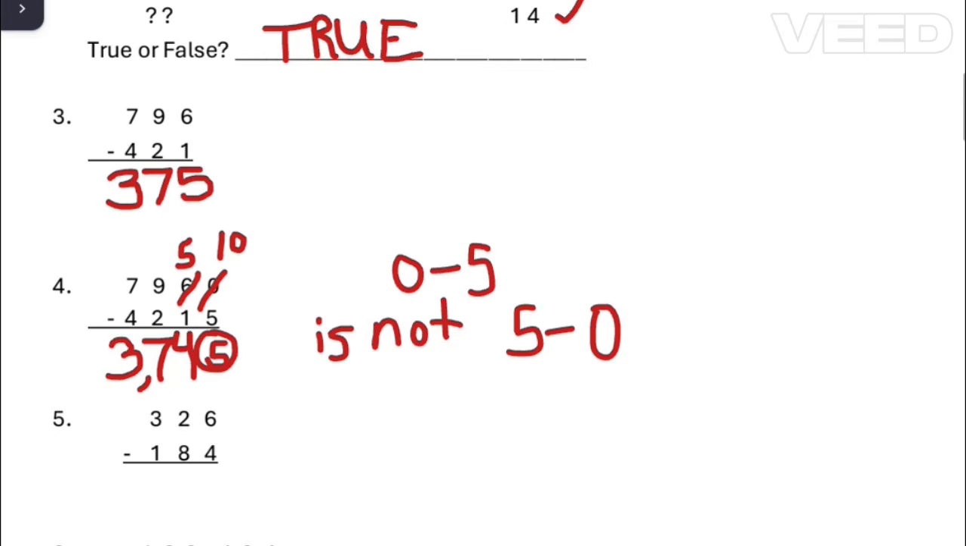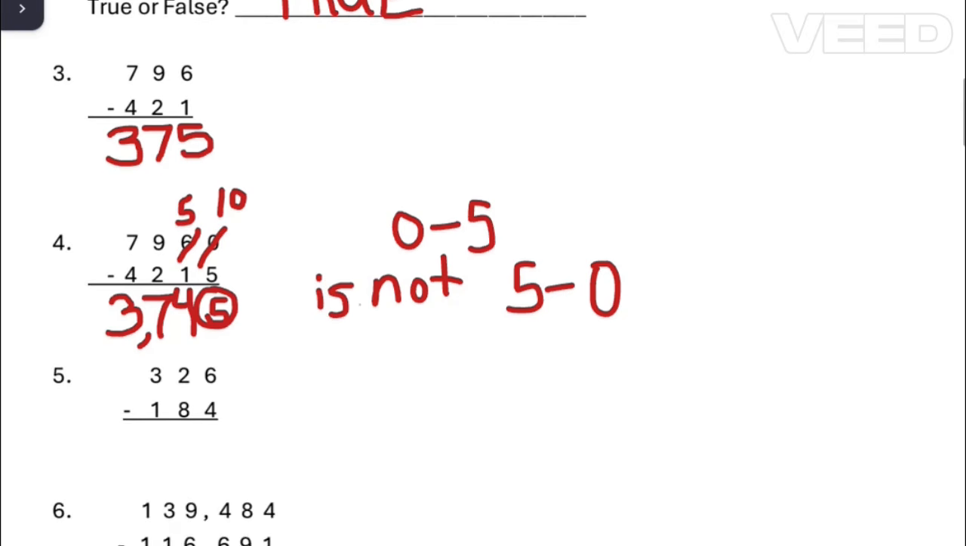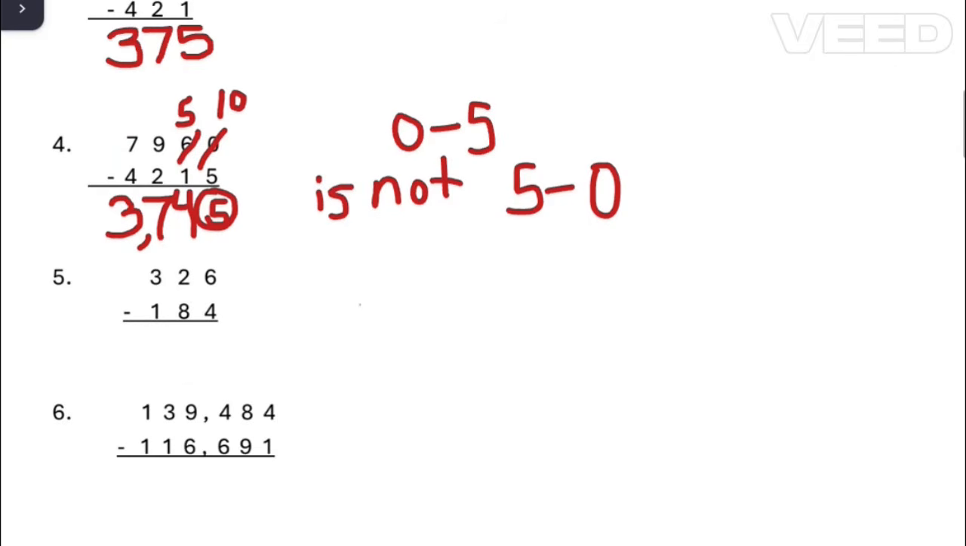Okay. Let's move on to number 5. 6 minus 4. 6 take away 4 is what answer? Well done. It is 2. And 2 take away 8.